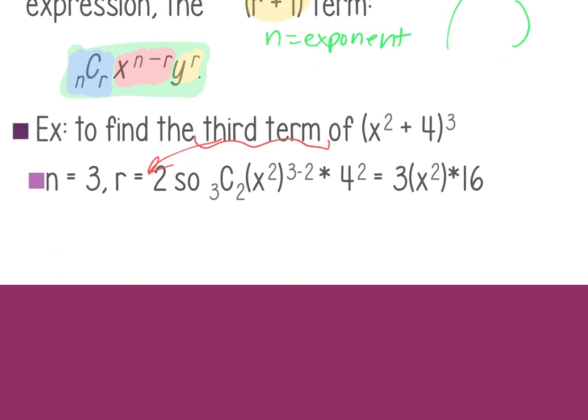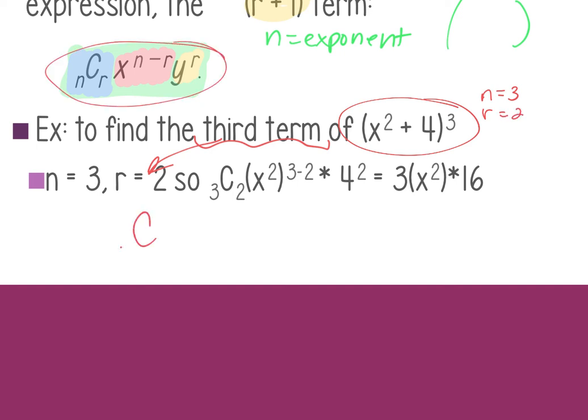So if you wanted to find the third term of this binomial, I have to find n, which is what it's being raised to, which is 3. If it said third term, r is 2. And then I use this little formula, C3,2, because that's your n and your r. The x means the first term. So actually, in this case, x squared is my first term. And I raise that to the n minus r, so 3 minus 2. And then the second term is your y in this little formula. So the y here is a positive 4. And I raise it to the r, which is 2.